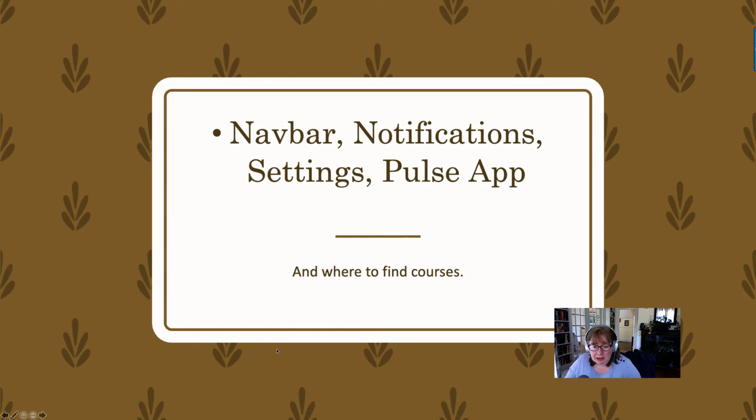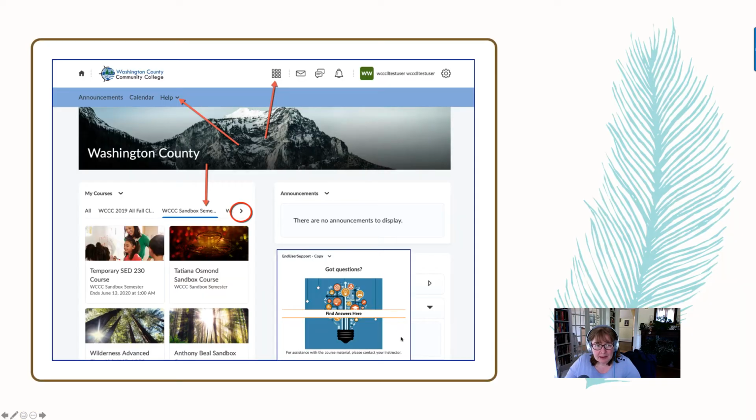Okay, now we're going to look at the navbar, notifications, settings, and the Pulse app, and where we can find these. I'm just going to show you a few slides, and then I'll switch over to the live view inside Brightspace from the student perspective. So this first image is showing you the Washington County Community College homepage, and when you first bring it up, you'll have in the upper right-hand corner what looks like a keypad icon. When you click on this, it will list all of the courses that are active that you can go into.